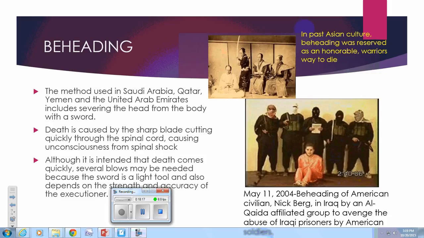But as you know, this affects us. I mean, we know that we have reporters that are getting captured on the job, and they're being beheaded because they want to show this is what we do to Americans. So it's kind of a sad deal.